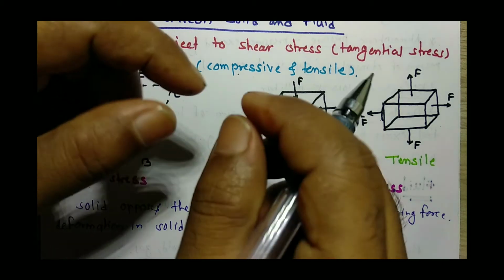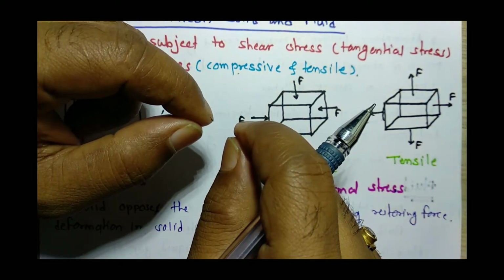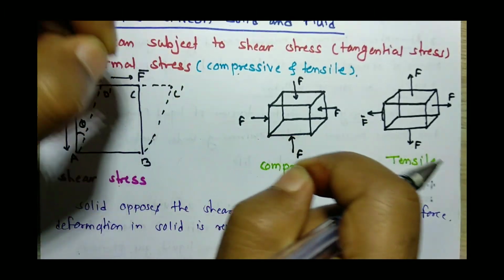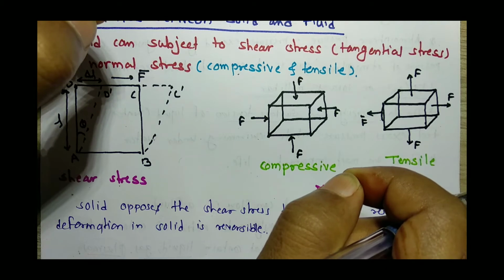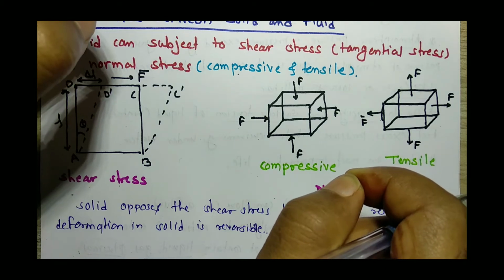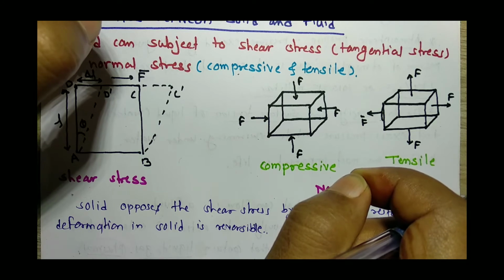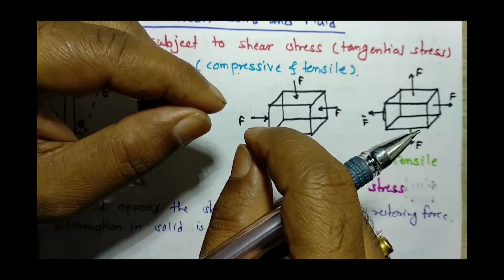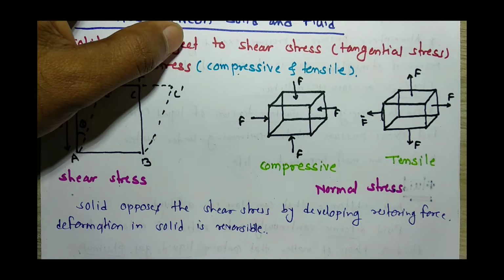For example, when we use a rubber and apply the shear stress, we change the length of that rubber. When we apply the force, we change the length of the rubber, but inside the rubber there will be a production of restoring force, which opposes the shear stress. When we remove the shear stress, the rubber once again comes to its original dimension, and therefore deformation in solid is a reversible one.